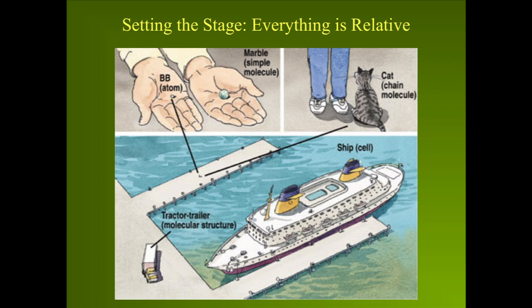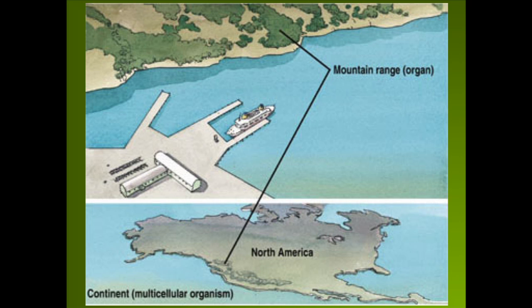So let's just put this into a scale that is relative. An atom, if an object is more familiar like a BB, would then make a simple molecule, say like a glucose molecule, like a marble, whereas a chained molecule, a complex carbohydrate or a strand of DNA, might be similar to that size of a cat. A ship might be the size of a cell, a tractor-trailer, a molecular structure. And a mountain range like an organ, and a continent like North America, a multicelled organism.